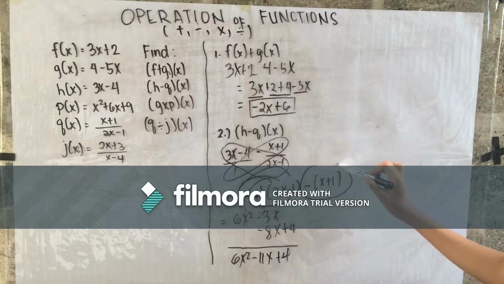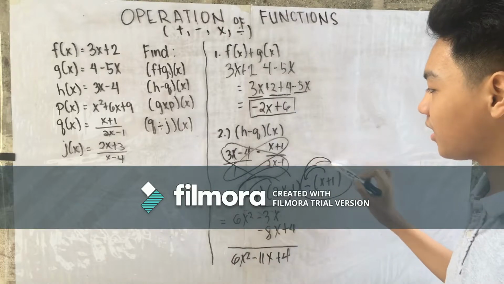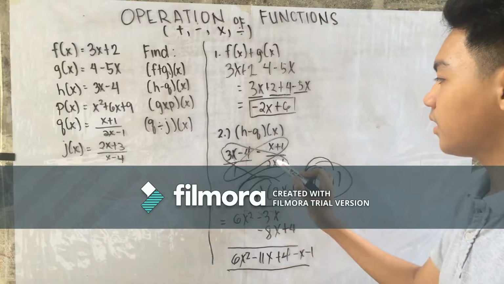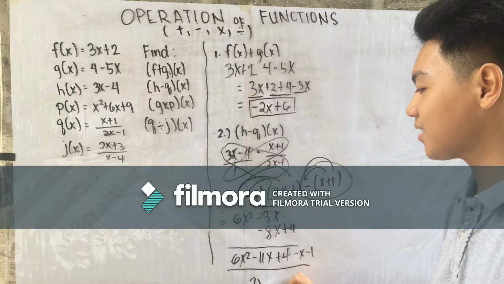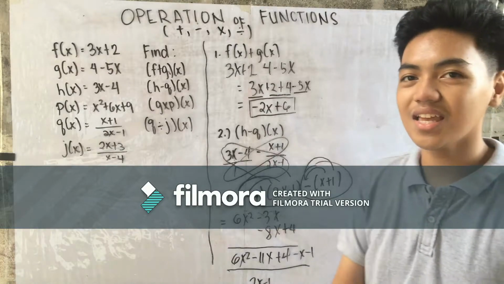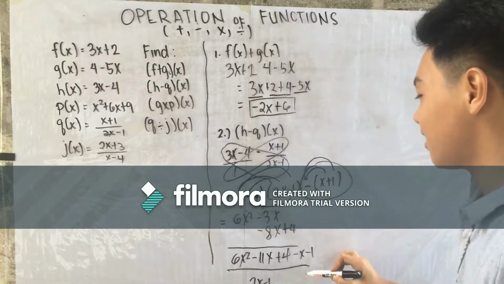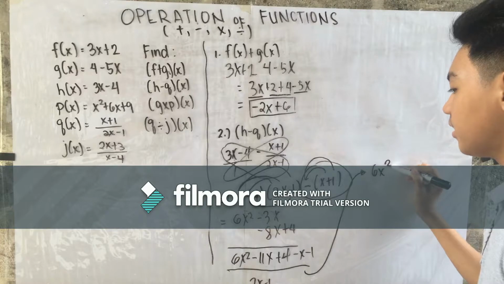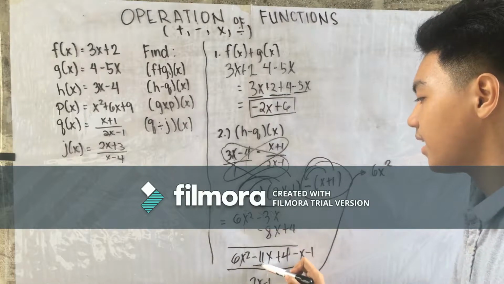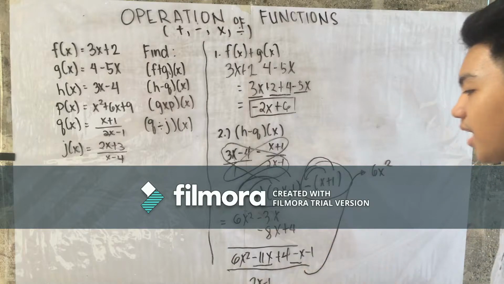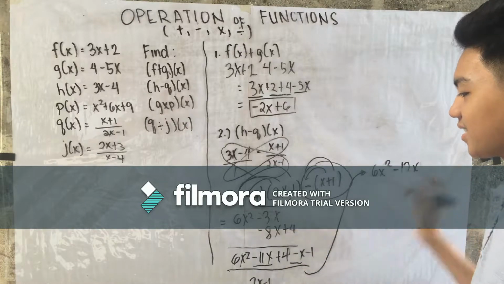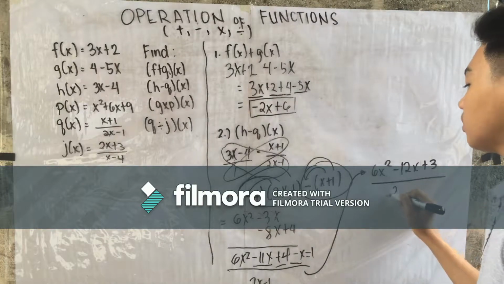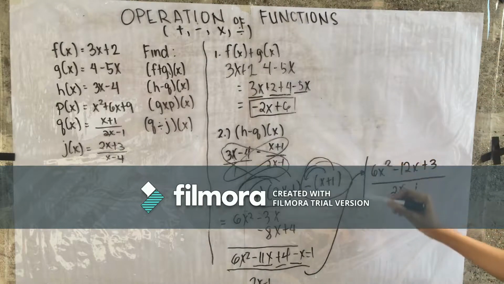Pero meron pa ditong isa. So, i-distribute natin yung negative sign. So, minus x minus 1 all over. LCD nila, 2x minus 1. Hindi pa tapos yan kasi i-combine pa natin yung mga like terms. So, next step is 6x squared, minus 11x minus x equals to negative 12x, 4 minus 1 is equals to 3, all over 2x minus 1. So, ito yung final answer.